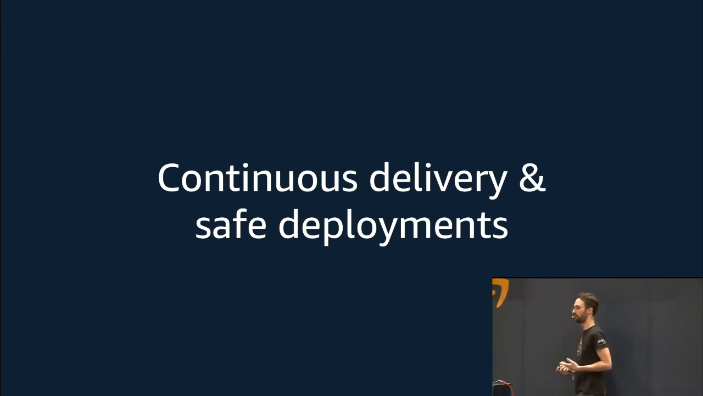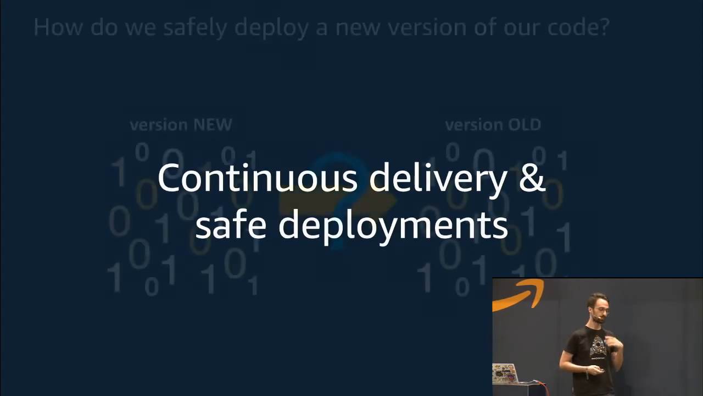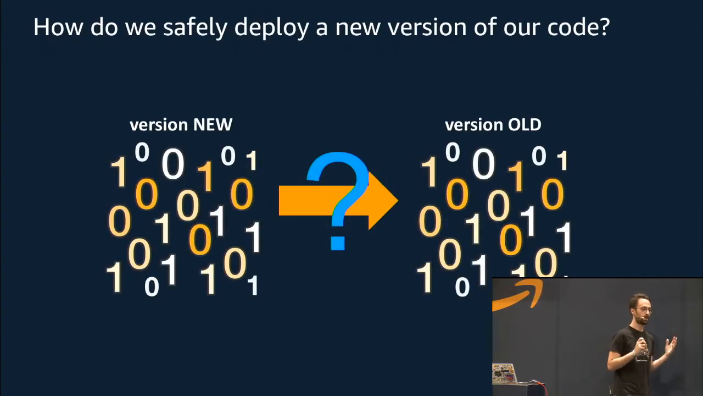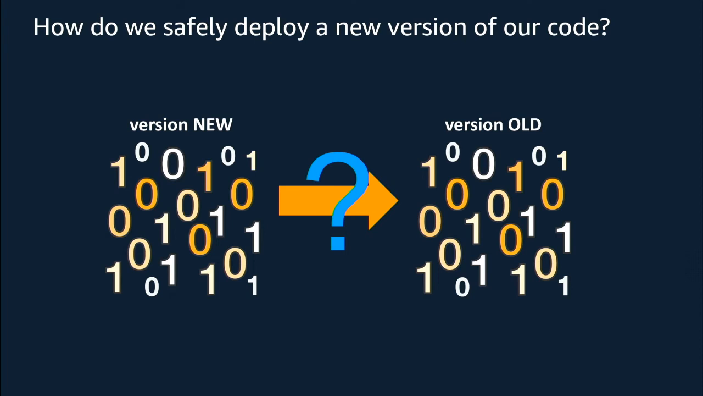So what do we mean by continuous delivery? What do we mean by safe deployments? So let me get there. The idea is we want to deploy new code to production in a safe way without breaking anything. But we want to do it fast. We want to do it every day, possibly even multiple times a day.